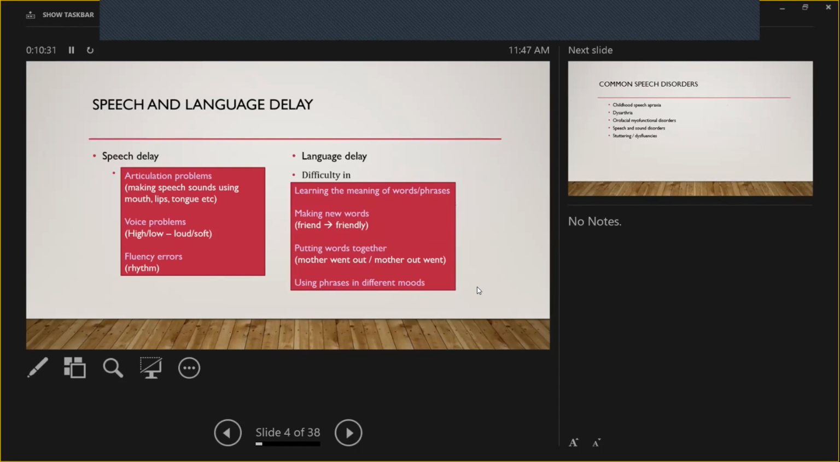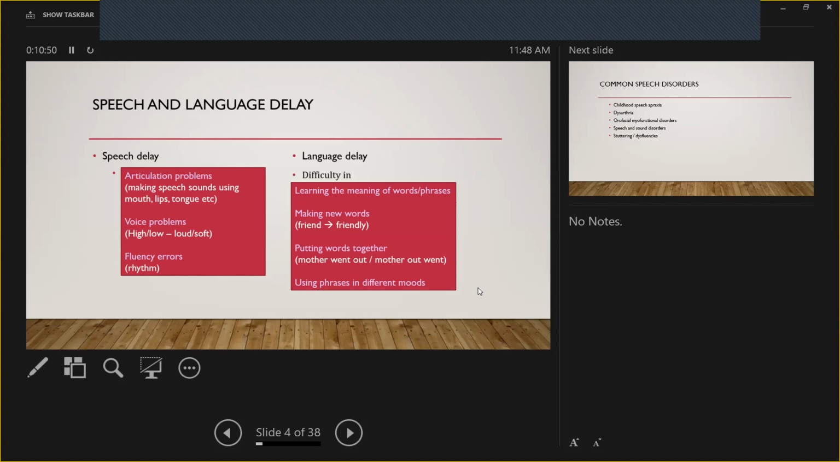Mother went out. The child with a language disorder might say, mother out went, right? They are trying to organize the words in a different way. Or they can't use the phrase in a different mood, right? So in different moods, we use the phrases in a different way, right?